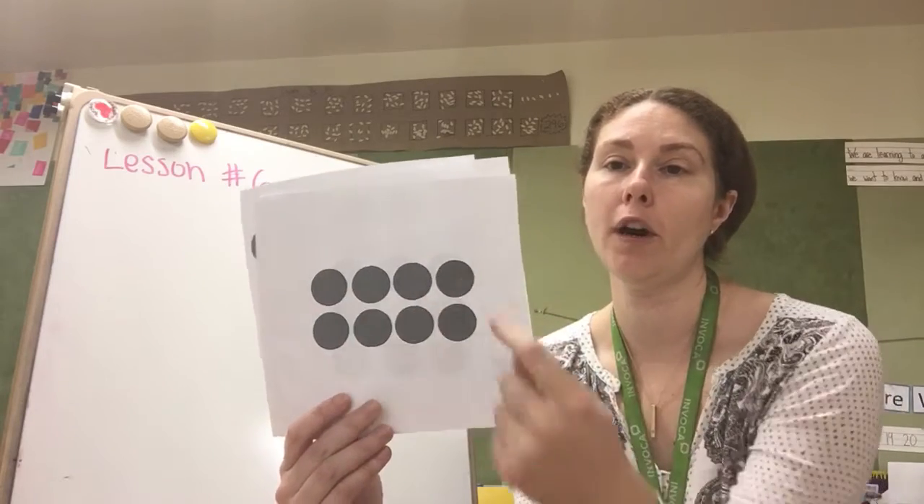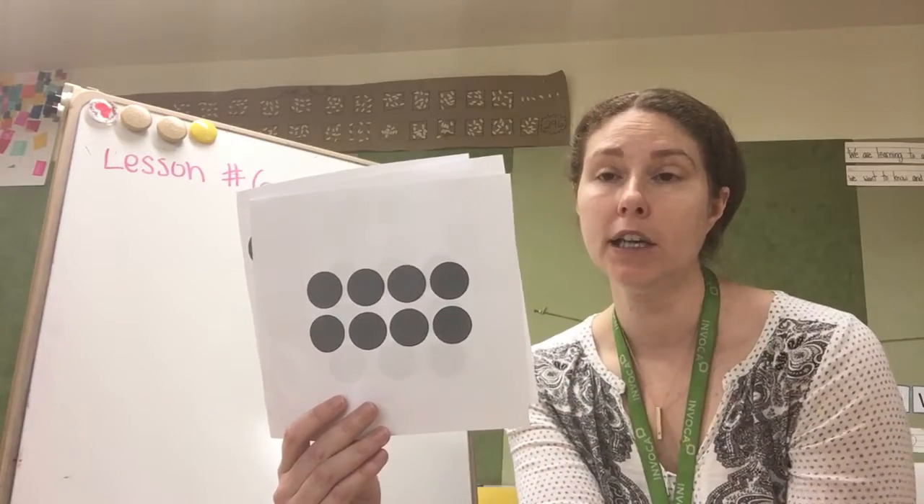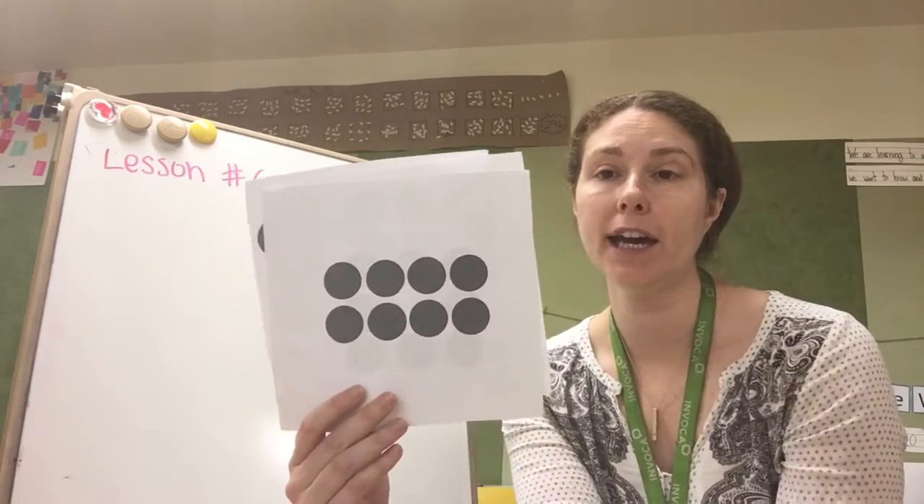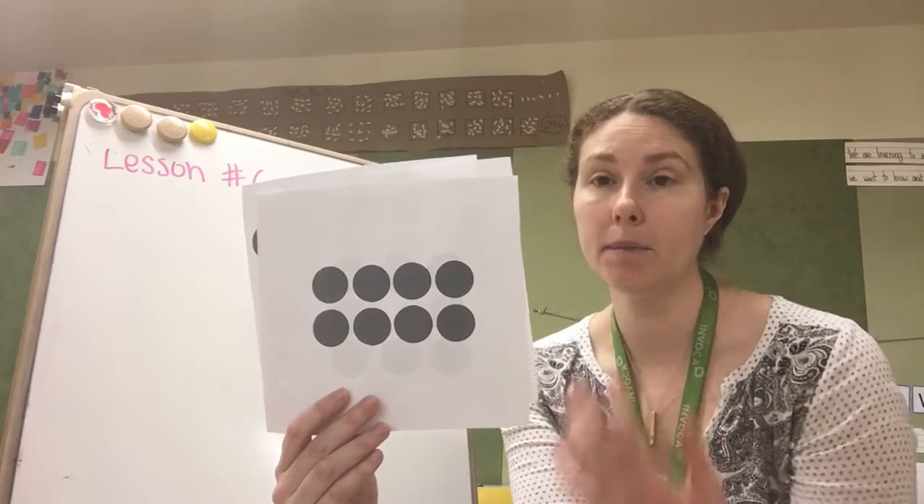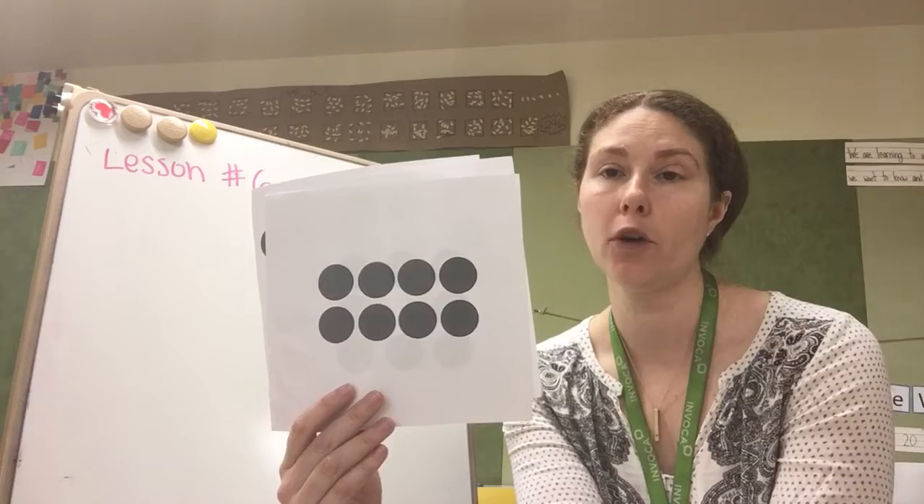Do you see 4 and 4 make 8? Do you see 8 and 0 make 8? Do you see 4 on this side, 4 on this side? What do you see? To me, it's very clear. 4 on the top, 4 on the bottom. 4 plus 4 makes 8.